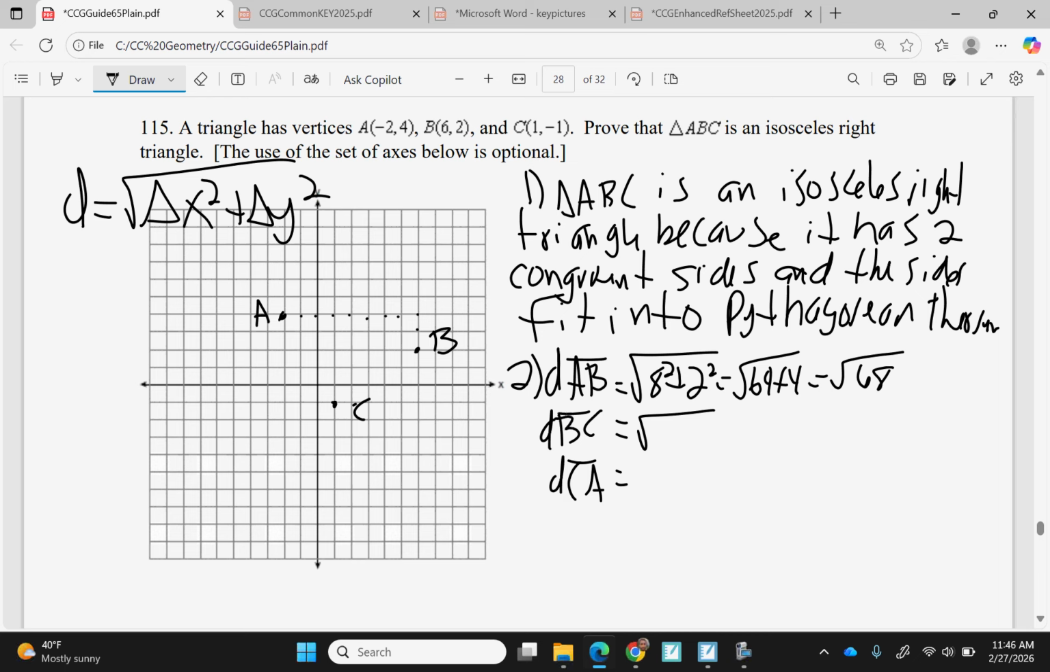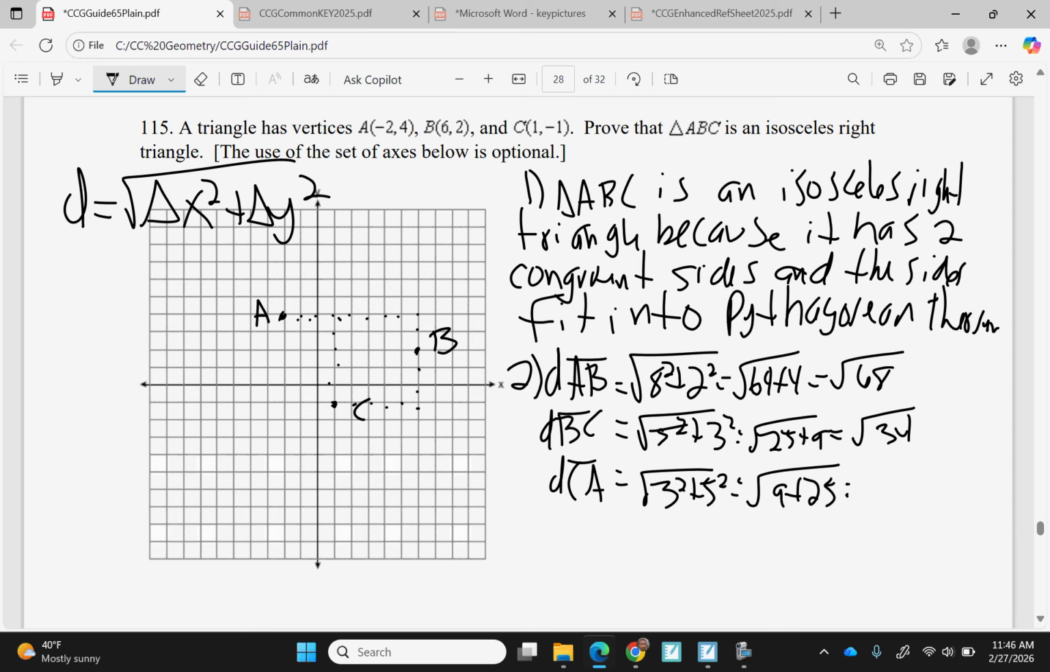BC, 1, 2, 3, 4, 5, and 1, 2, 3. 5 squared plus 3 squared. 25 plus 9. Radical 34. CA, 1, 2, 3, and 1, 2, 3, 4, 5. 3 squared plus 5 squared. 9 plus 25. Radical 34.